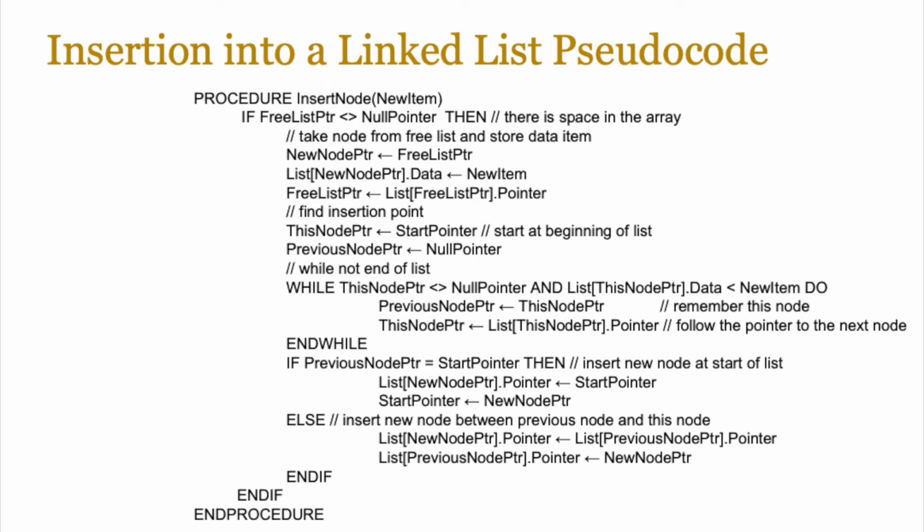If we are not at the first position, then is the data item less than what's already stored in the current node? We then say, well, okay, remember this current node, and this node is going to now become the previous node. And in this particular node's pointer, we're going to put the pointer value that's stored at that particular location, because that allows us to point to the next node. We then compare the previous node pointer to the start pointer, and if they're equal, then we update the pointer to the start pointer, and we set the start pointer to the new node pointer. Otherwise, we insert the new node between the previous node and this node, and you can follow the logic of the pointers there.